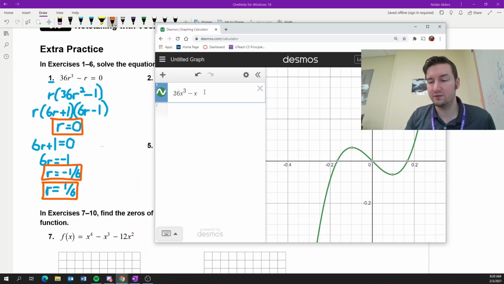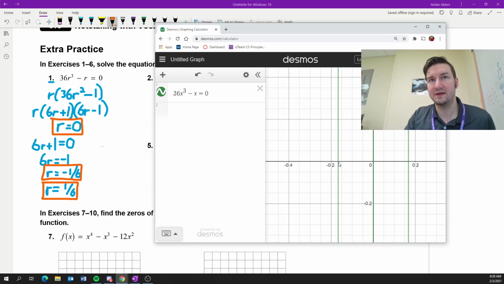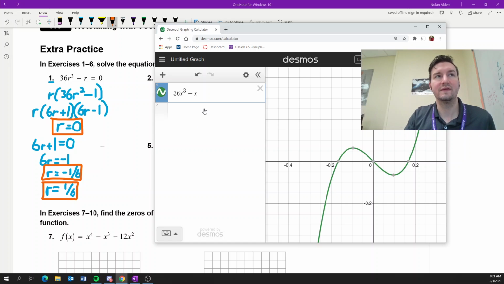Now if I put in the equals 0, you can see that it gives me the same solutions, but it doesn't give me the little dots, so I can't hover over it to see exactly what the decimal value is. So if you solve these for 0 first, and then just type in that side of the equation, then you can actually see the little dots on Desmos to see an approximation of where they cross.